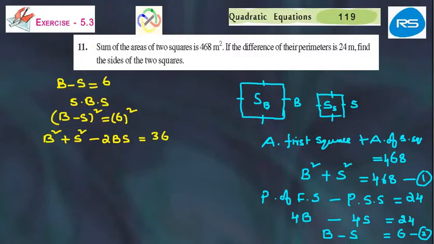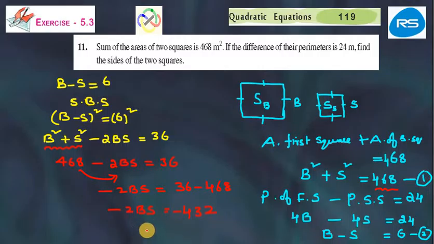Now if you observe keenly, this part I can substitute directly with 468. Can't I? Sure. Why? Because the value of B square plus S square is 468. So I am substituting 468 minus 2BS is equal to 36. If I take it to that side, minus 2BS is equal to 36 minus 468. So what is the difference between these two? 8 minus 6, that is 2. 6 minus 3, that is 3. 432 with a minus sign.